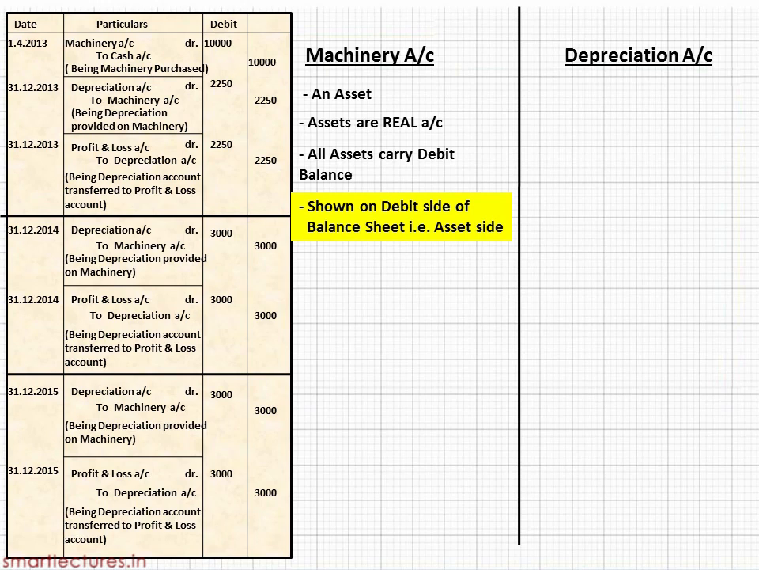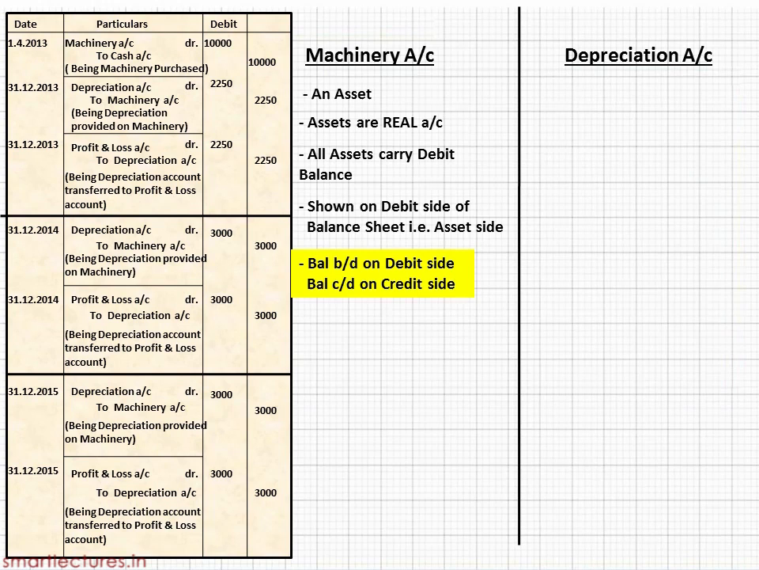If any account carries a debit balance, it means the opening balance is always on the debit side. Means balance BD is always on the debit side. If the opening balance is always on the debit side, naturally the closing balance will always be on the credit side. Means balance CD you will always find on the credit side of machinery account.